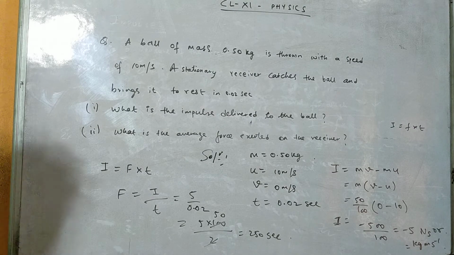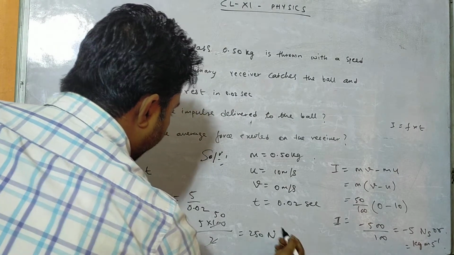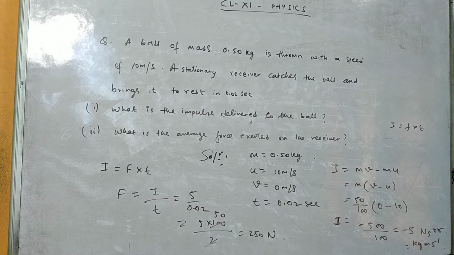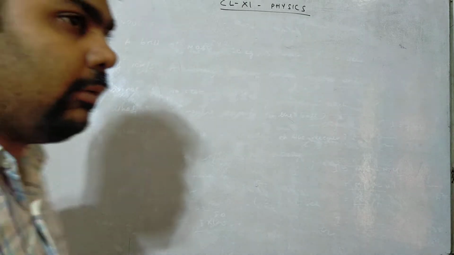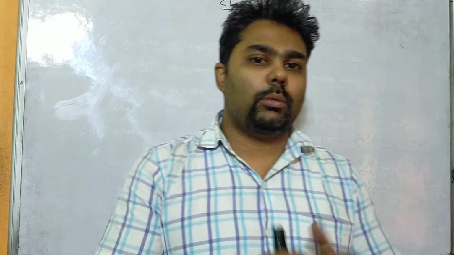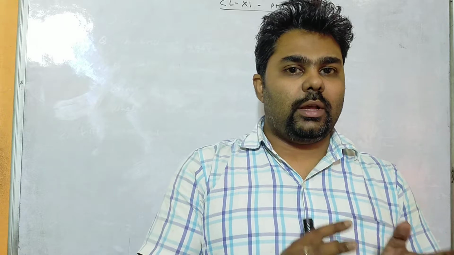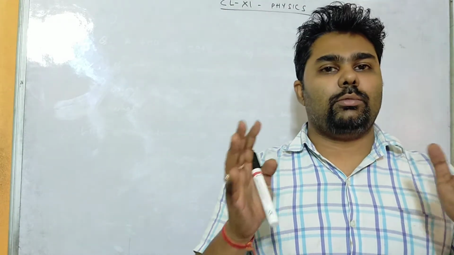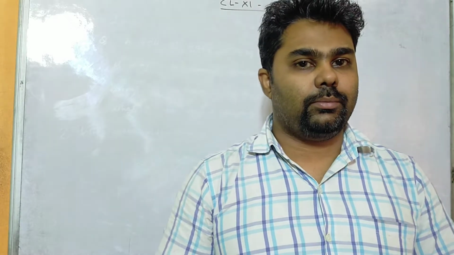Or here, 250 Newton, right? By calculating the force here, so 250 Newton. So when we say a force is applied on an object in a very short interval of time, so impulse I equals F into T. So whenever a large force is applied on an object in a short interval of time, we call it impulse.